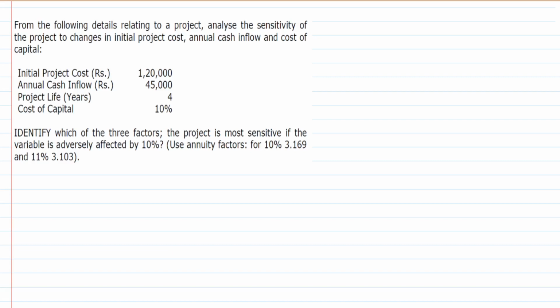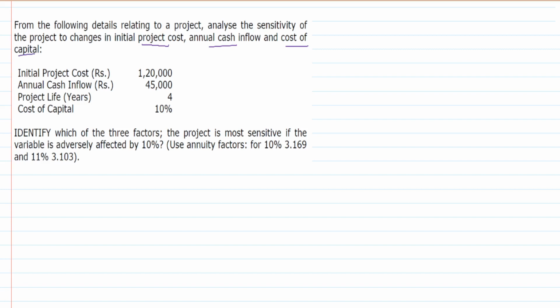From the following details relating to a project, analyze the sensitivity of the project to changes in the initial project cost, annual cash inflow, and cost of capital. So there seem to be three factors which are considered to be sensitive for our project: the initial project cost, the annual cash inflow, and cost of capital.